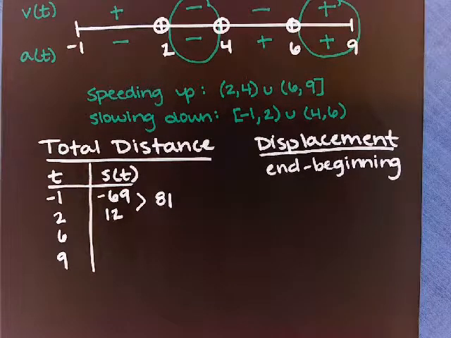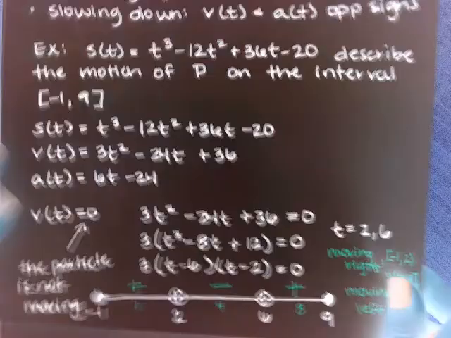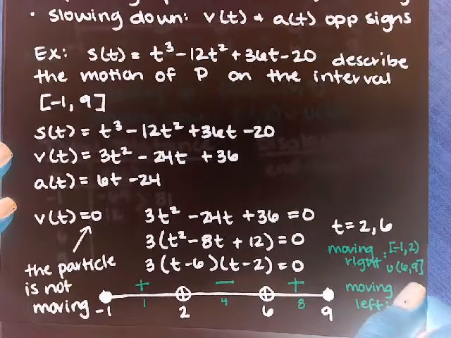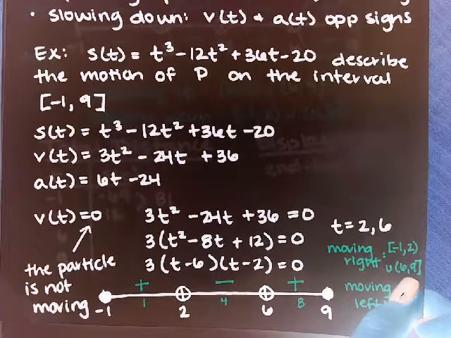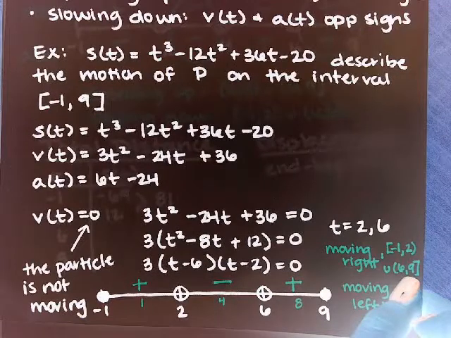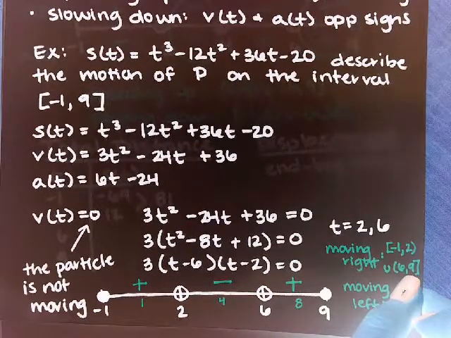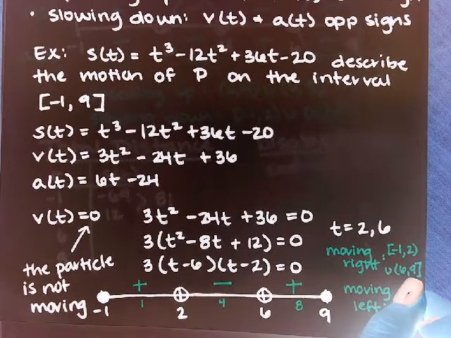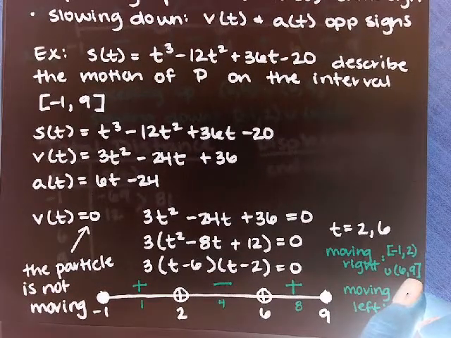Okay, what about when we plug in 6? So we want to know where the particle is at the time 6. And yes, it is possible that they would give you an FRQ where you had to do this by hand, no calculator. It's annoying. I would not be surprised.